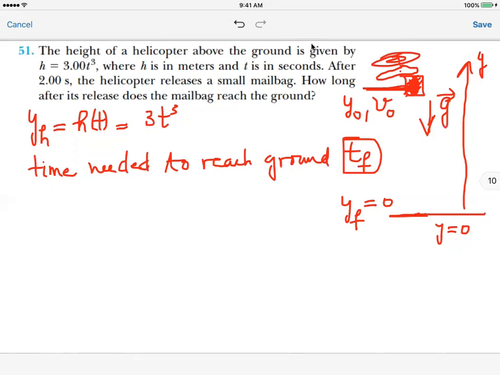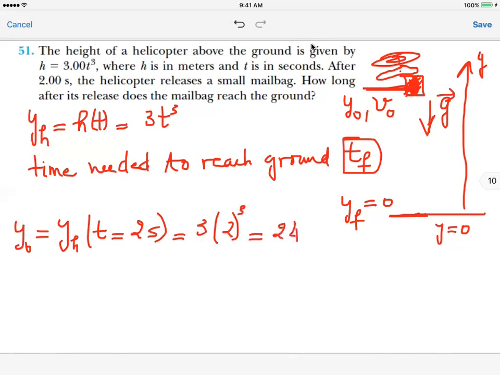How much are these y0 and v0? Well, since the mail bag was in the helicopter at the time it was released, y0 is simply given by y of the helicopter at the time it released the mail bag, so at t equals 2 seconds. And yh is 3 times t to the power 3, so it's 3 multiplied by 2 to the power 3, which is 3 times 8, giving 24 meters.